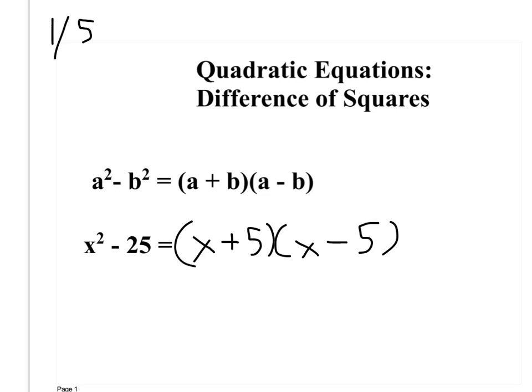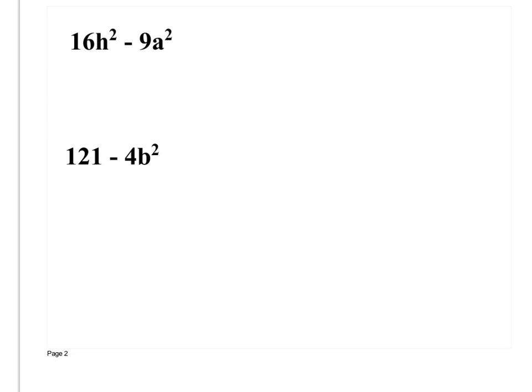Easy enough, right? We have 16h squared minus 9a squared. So this is going to be the square root of the first plus the square root of the second, square root of first minus square root of the second. What's the square root of 16h squared? What's the square root of 16? 4. What's the square root of h squared? H. Square root of 9? 3. Square root of a squared? A. You guys see a pattern here? So this is going to be 4h plus 3a times 4h minus 3a.